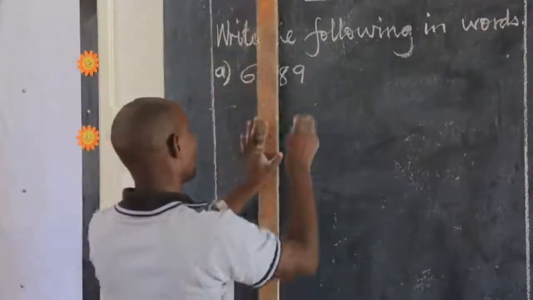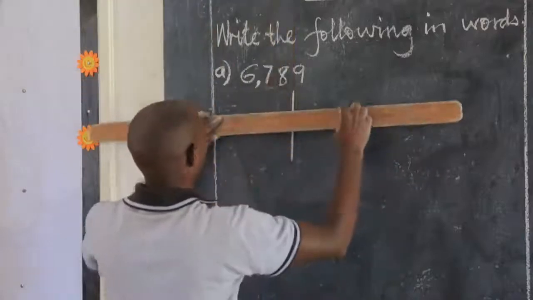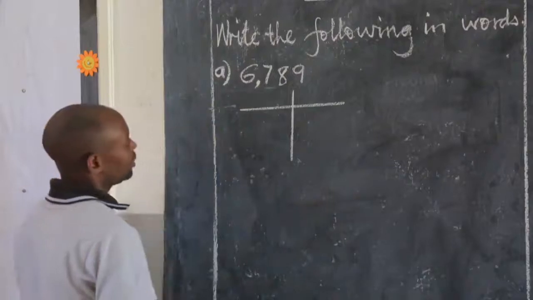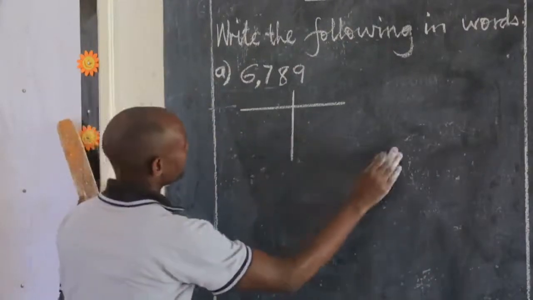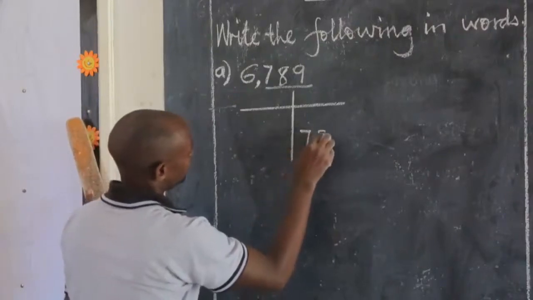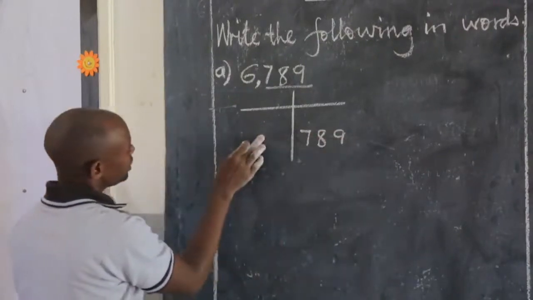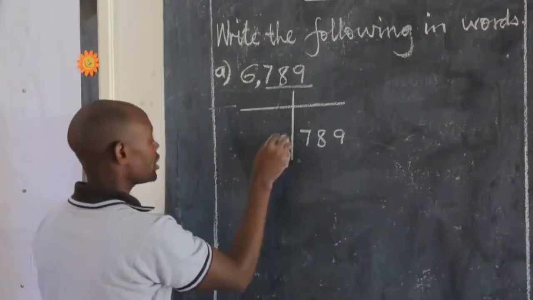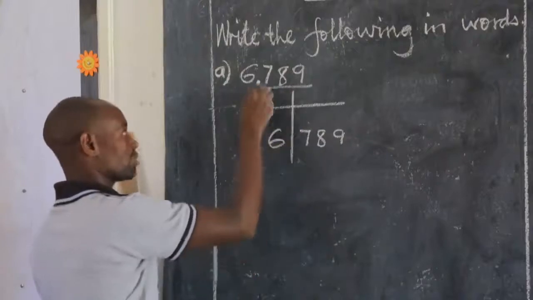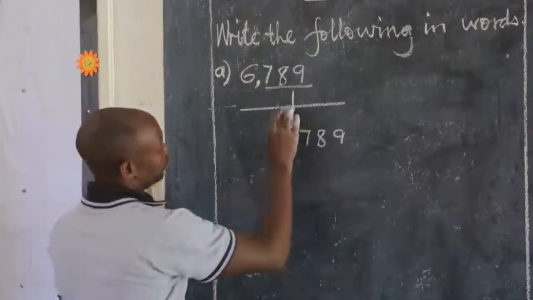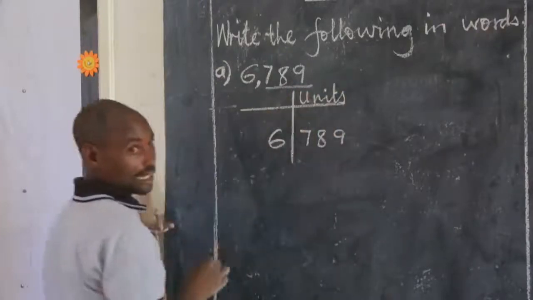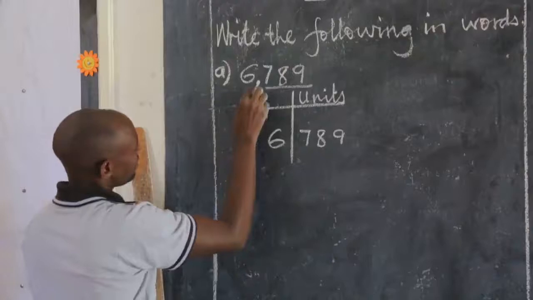So I am going to have this, which I can call the place value holder, whereby this side I will put these three digits, that is 7, 8, 9. Then this way, we are having only one digit, which is 6. Okay, I have drawn this one where we have this comma. So the first three are in units. And the next category is in thousands.